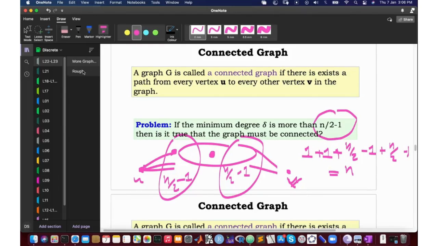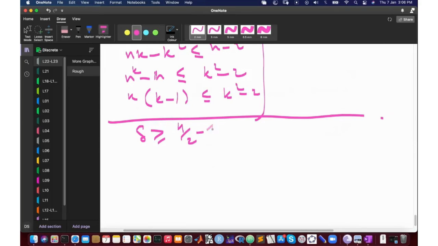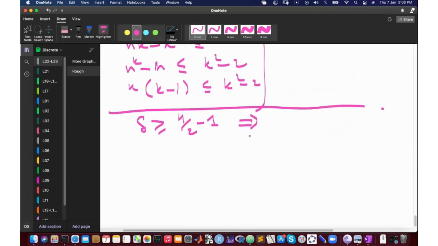Yes, sir. Sir, could you please repeat that? Yeah, sure. Let me go back again. So the condition is that we have a minimum degree at least n over 2 minus 1, and we need to show that the graph G is connected.